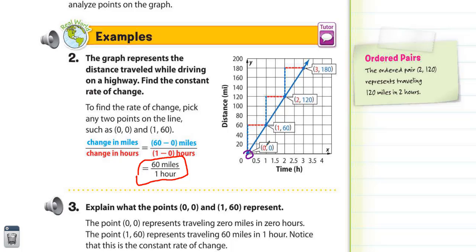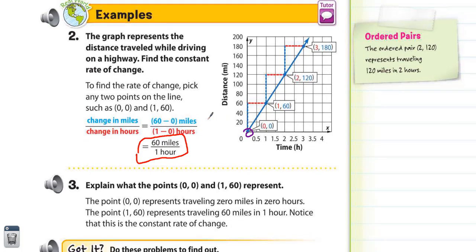Now, it's important also to be able to look at any one of those points and identify what that point represents. So the (0, 0) point, I'm down into part 3 now, which goes with the same graph. The (0, 0) point represents you drive no time, you travel no distance. The (1, 60) point, you travel 1 hour, you go 60 miles. Go ahead, I'm going to stop for a minute. Think to yourself, what do the (2, 120) and the (3, 180) points represent?